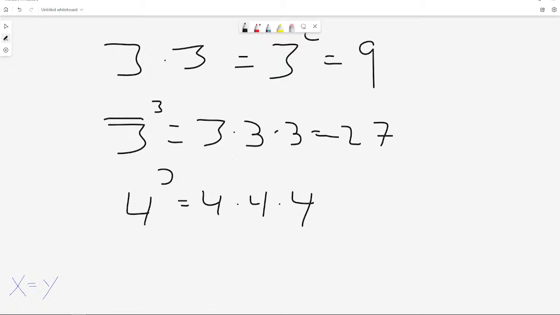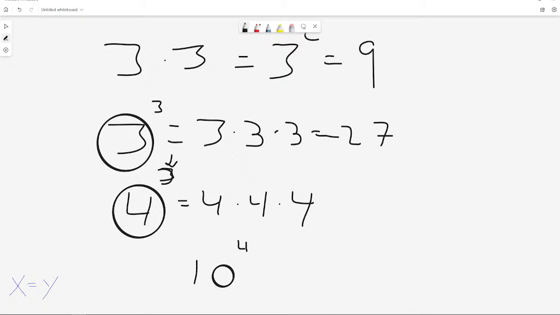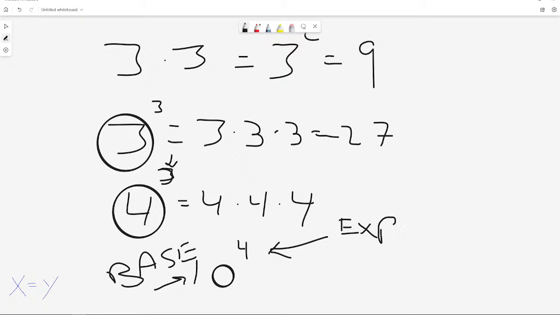So the main integer is the base. Okay, and then the number floating above is the exponent. So if you have 10 to the fourth, 10 is the base, and 4 is the exponent. Boom, there you go.